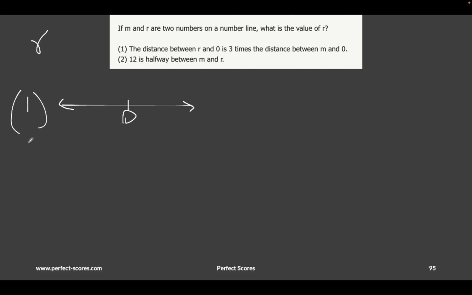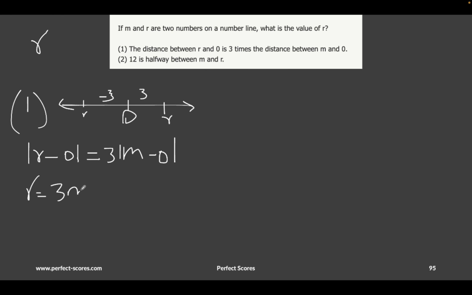Well, the distance between r and 0 can be expressed as the absolute value of r minus 0. Because if r is here, this can be -3, or let's suppose the distance is 3, or r is here, this can be 3. The distance is always positive, so it's the absolute value of the difference between r and 0. That's how you express distance on a number line. It's equal to 3 times the distance between m and 0, which is the absolute value of m minus 0. So from here, I can clearly say either r is equal to 3m, or r is equal to -3m. So I get two different values, right? So clearly not sufficient.